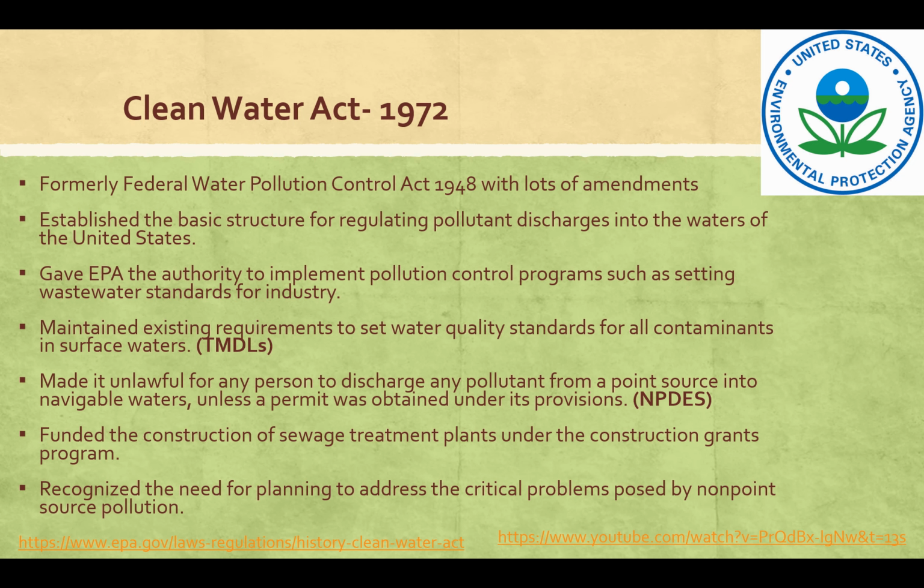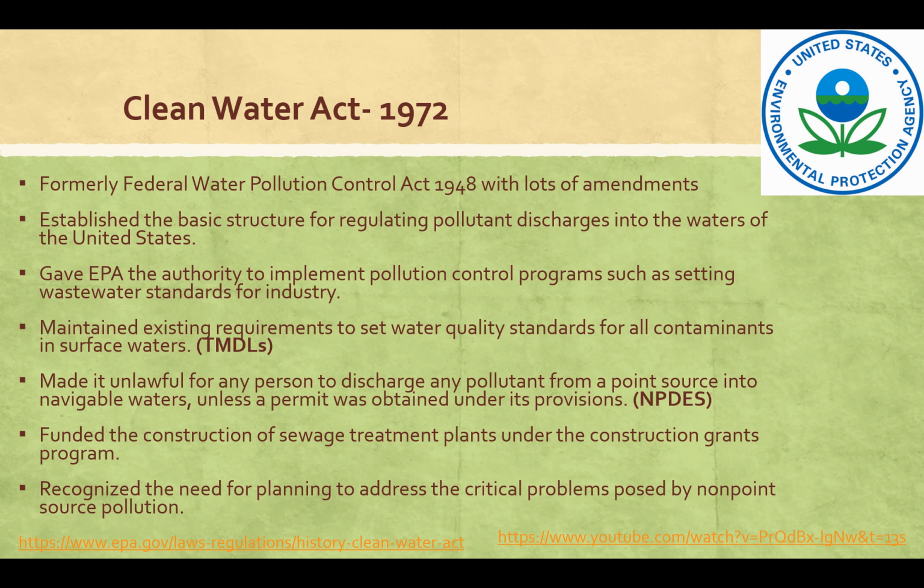It made it unlawful for any person to discharge any pollutant from a point source into navigable waters unless a permit was obtained under its provisions. So you'll see NPDES permits in here. That's National Pollutant Discharge Elimination System. These are permits that your industries, even agriculture, are required to adhere to for how much they're allowed to discharge into water bodies.